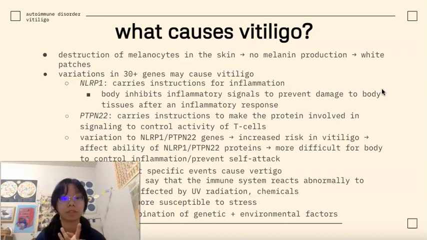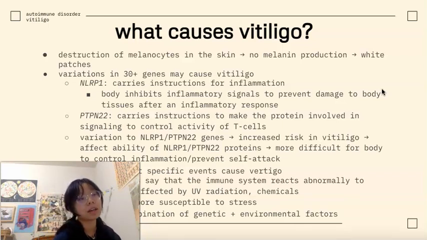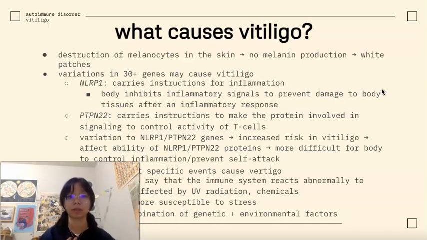Two main types of genes I read about: number one, NLRP1, which carries instructions for inflammation, which is basically your body working to attack foreign invaders and protect your skin from disease. The body also, after dealing with the invader, has to stop the inflammatory response to prevent the response from turning on your own body and damaging your body.